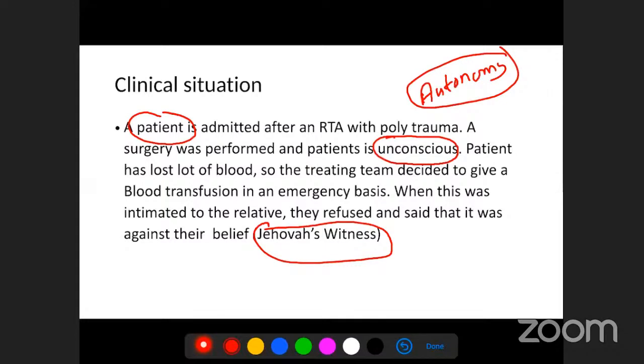Maybe the doctors can think about transfusing other than blood, like volume expanders, and deal with it. So whatever you do, there is a certain amount of infringement on autonomy. Whether you transfuse or not, there is a certain amount of infringement on autonomy, and there are ethical dimensions to this. There is no clear-cut guideline which says you should definitely do this or that. Depending upon the situation, you should act. But there is a certain amount of ethical dimension.